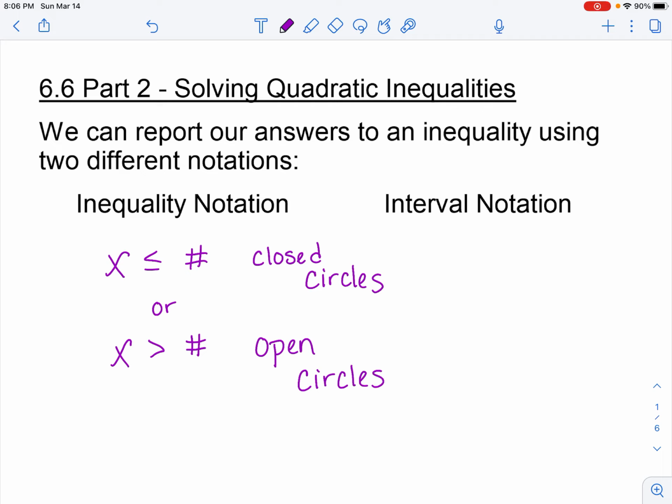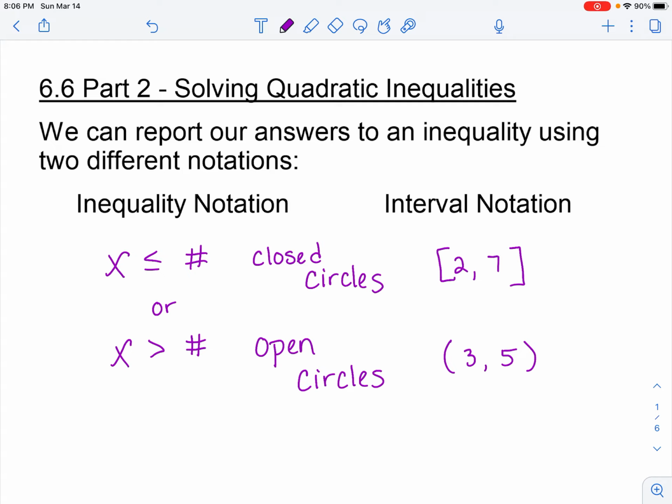Interval notation looks like a coordinate point. When we have closed circles, we do closed brackets, which look like square brackets, kind of like matrices. And when we have open circles, we do open brackets, which are parentheses. So inside we would have an interval. It could be something like 2 to 7 or 3 to 5. Those are samples of what interval notation looks like.